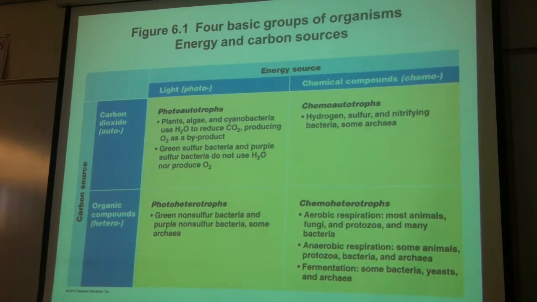Chemoautotrophs. So the nitrifying bacteria and some archaea fall into this category.